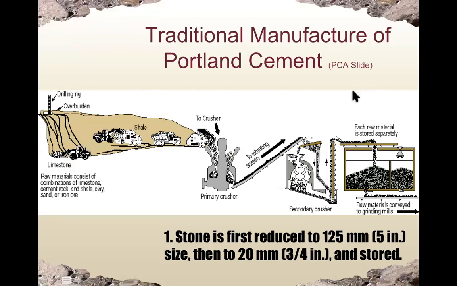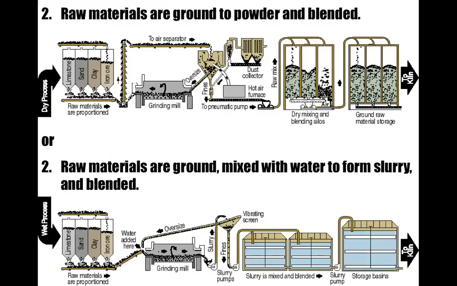Okay, again, the first step is to get the raw materials. The stones, limestone and clay, are first reduced to a smaller size, less than 1 inch, and stored. And then these raw materials need to be ground into powder form and blended based on the design proportion. So limestone, sand, clay, and iron ore need to be proportioned based on the design.